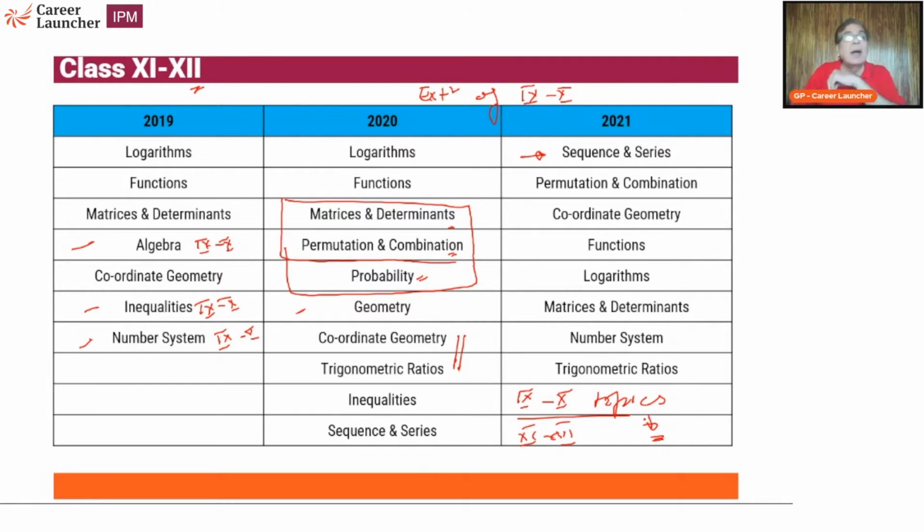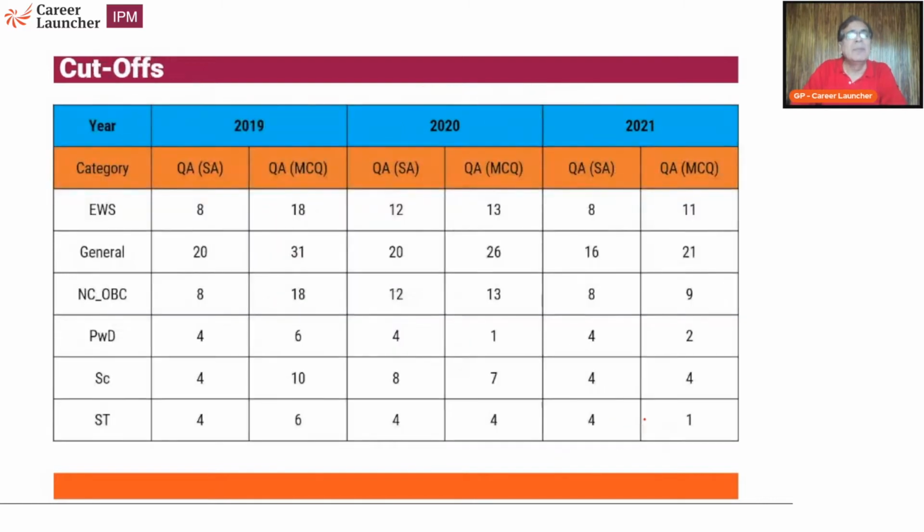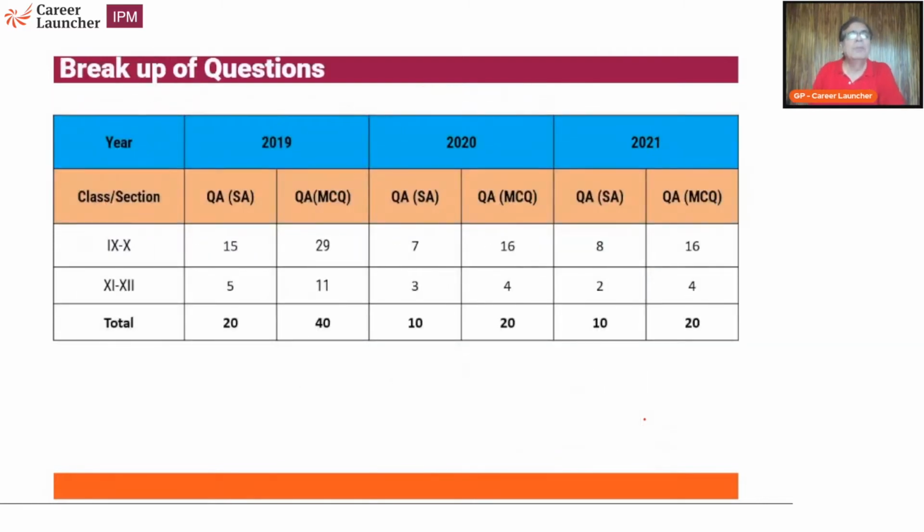Okay. Obvious question is, does it work in the paper? Let's see. Look at the 2019, 20, 21 papers. QA short answer questions: 75% of the questions were 9, 10th. Similarly, in MCQ, again 30 out of 40, almost 75%.